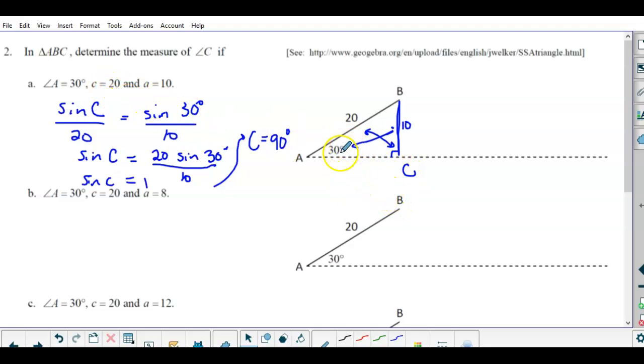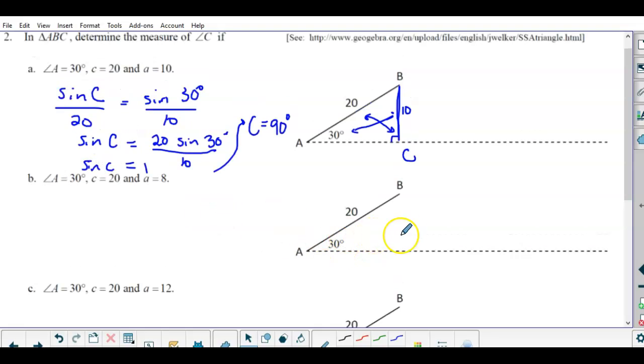Take a look at the sides. You're always given an angle and two sides when you're solving for another angle. And if you take a look here, the angle that you're looking for is opposite the longer of the two sides. Okay, so just keep that in the back of your head.